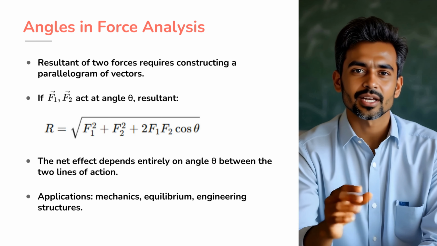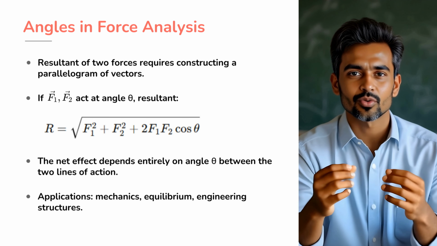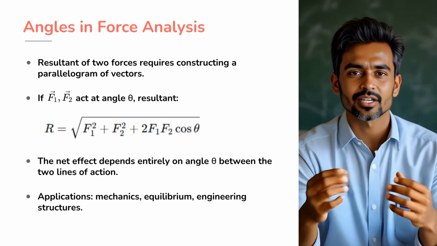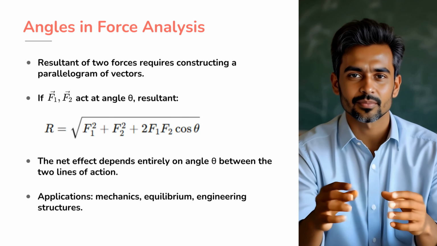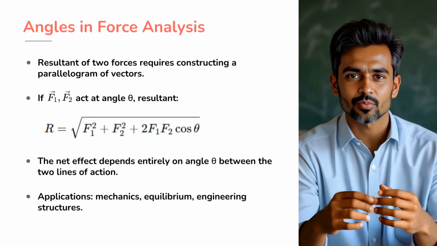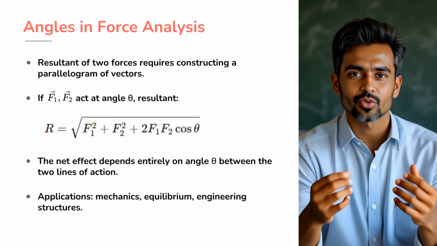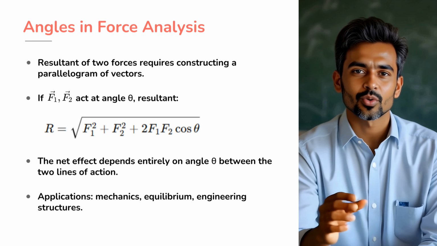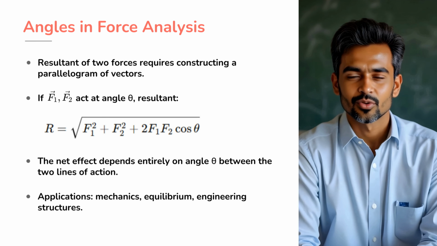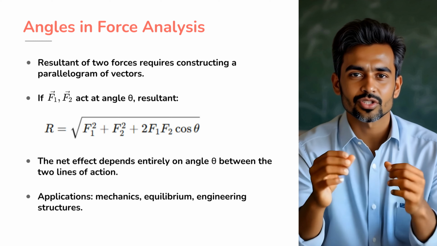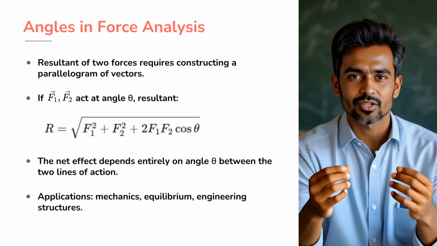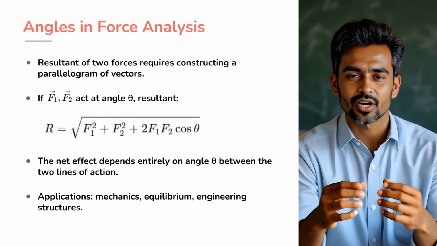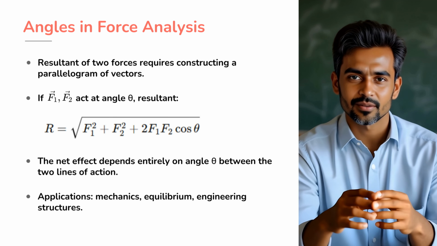Let's move into mechanics. Imagine two forces acting on a body, say F1 and F2, making an angle theta between them. To find their combined effect, we use the parallelogram law of forces. The resultant is given by R equals square root of F1 square plus F2 square plus 2 F1 F2 cosine theta. This equation shows us how much the two forces strengthen or weaken each other depending on the angle theta.